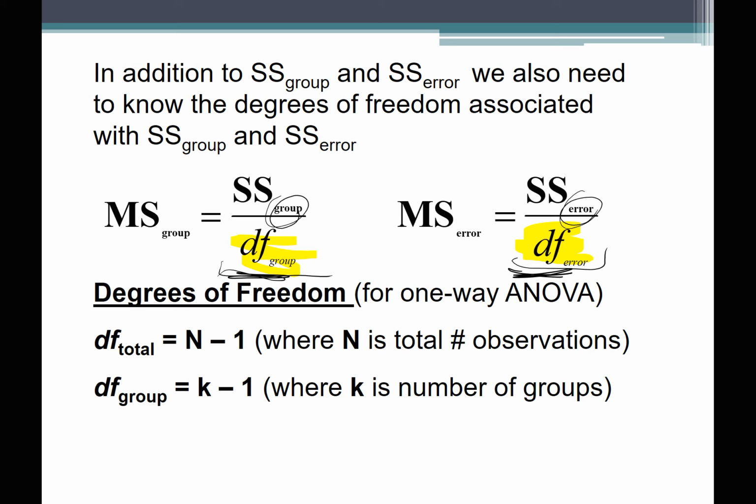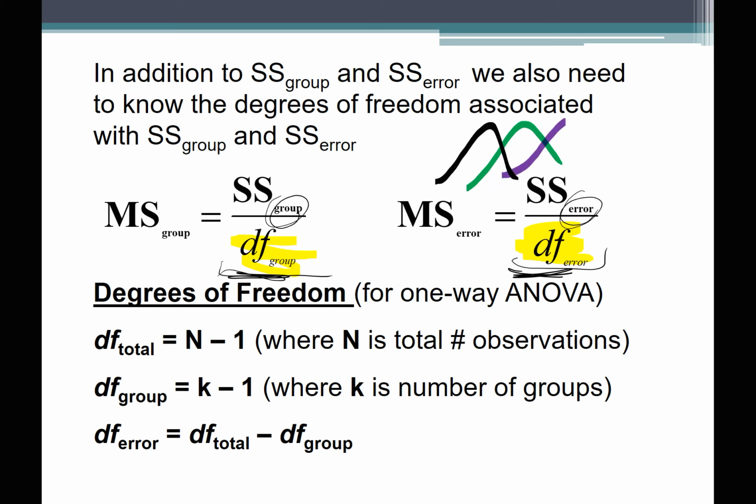So like when we're talking about the black one versus the green one versus the purple one, how many groups is that? Well, that's 1, the black group, 2, the green group, 3, the purple group. So in this case, we would plug in 3 minus 1. Our degrees of freedom for group is 2. So we take our sums of squares and divide by 2.